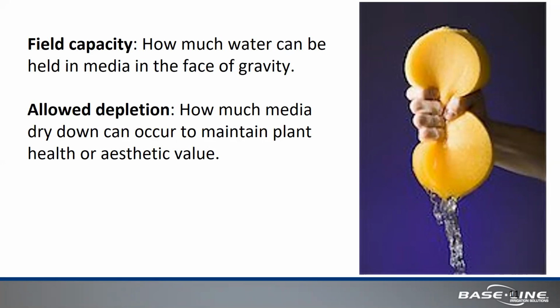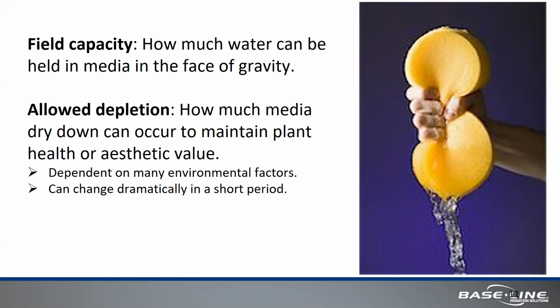So then that brings into question an allowed depletion scenario, whereas how much water do we want to dry down to maintain plant health or aesthetic value before we reapply water through an irrigation system? As we look at allowed depletion, it can be dependent on many environmental factors: how hot it is, how windy it is, what the solar radiation intensity is.